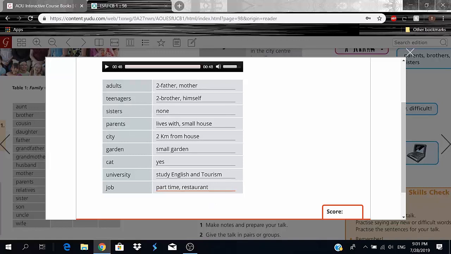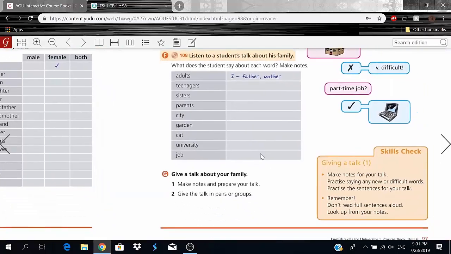Okay, so adults 2, father, mother, teenagers 2, brother himself, sisters none, parents lives with, small house, city 2 kilometers from house, garden, small garden, cat, yes, he has a cat, university, study English and tourism, and finally job, part-time and restaurant. Okay? So now he wants you to give a talk about your family on exercise G. Make notes and prepare your talk, and give the talk in pairs or groups.